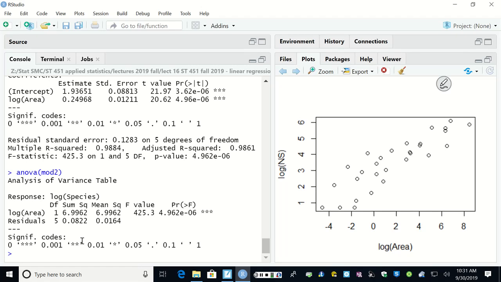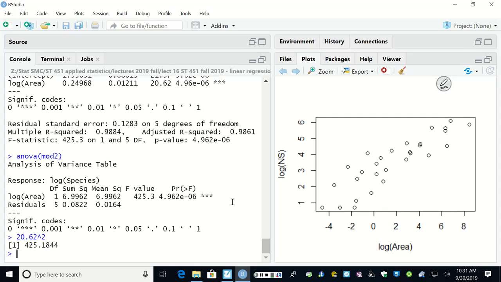In multiple regression, when we have multiple predictors, there won't be quite that same relationship. So if you take, for instance, 20.62 squared, it's about that with some rounding. That's up there.